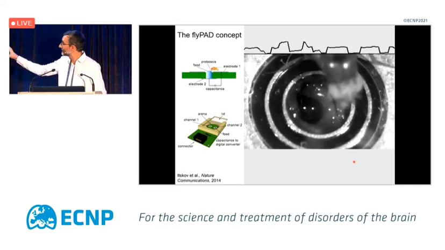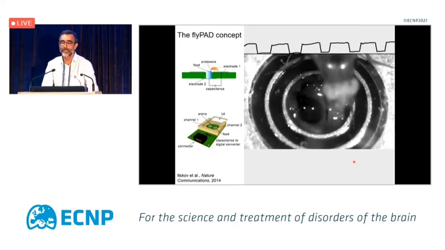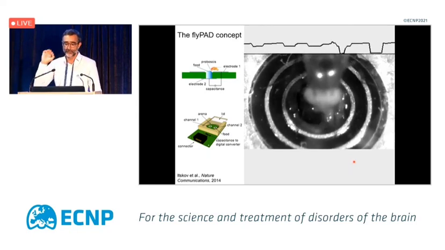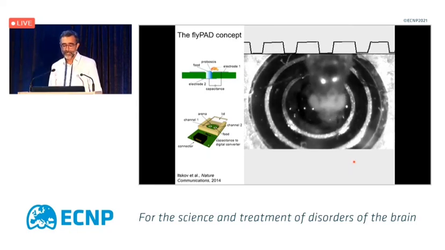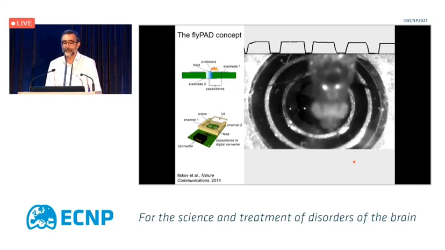And what it does is it measures the touch of the fly with food, and from that we can measure every single food intake event from the fly. So what is it we want to really understand, right?